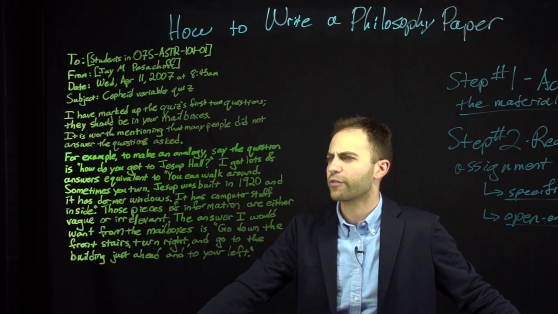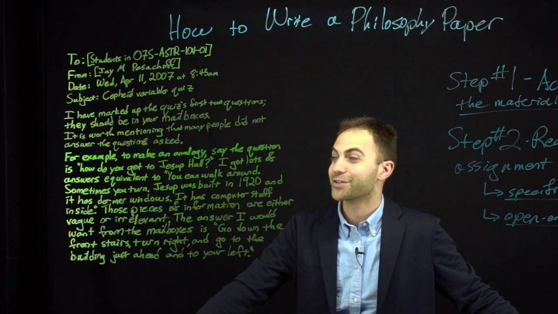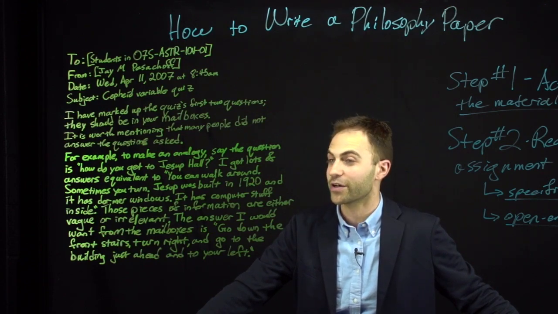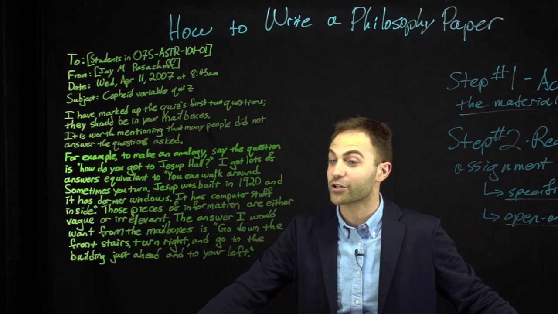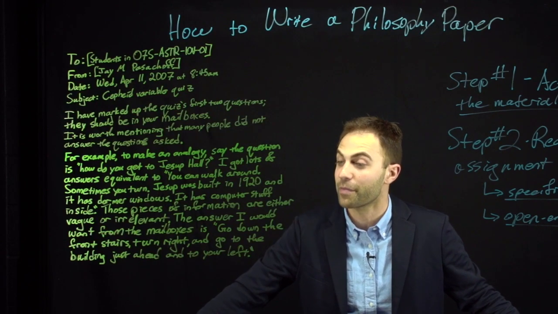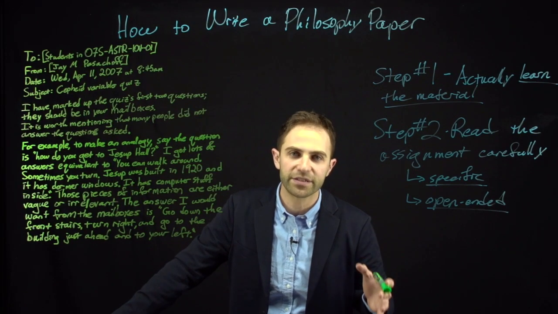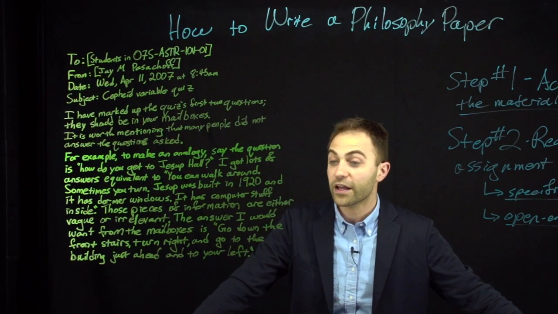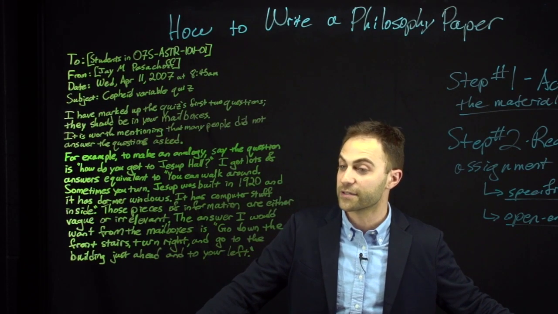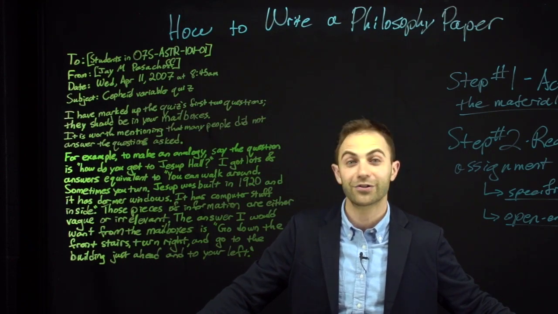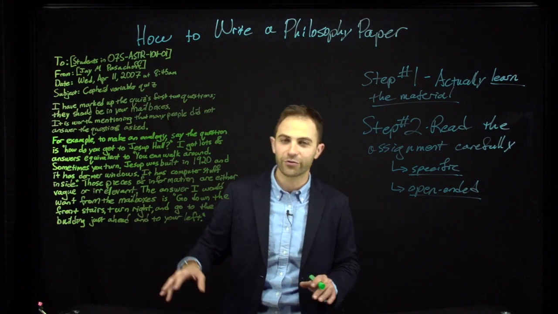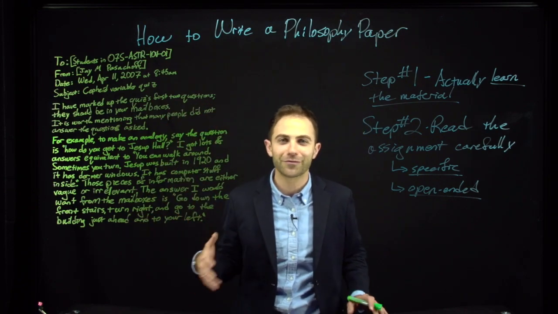I got lots of answers equivalent to, you can walk around, sometimes you turn. Jessup was built in 1920, and it has dormer windows. It has computer stuff inside. Those pieces of information are either vague or irrelevant. The answer I would want from the mailboxes, he's referring to the mailboxes in front of the astronomy building, is, go down the front stairs, turn right, and go to the building just ahead and to your left. The email actually continued for a little bit in the same sort of snarky way.